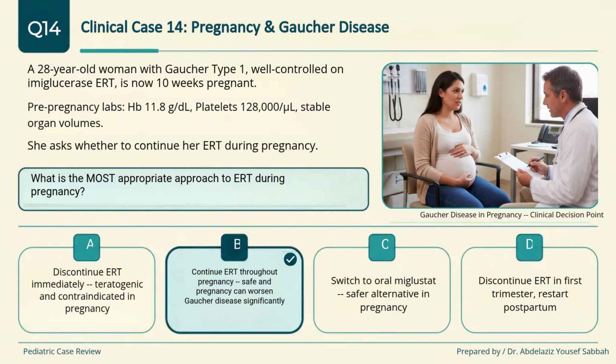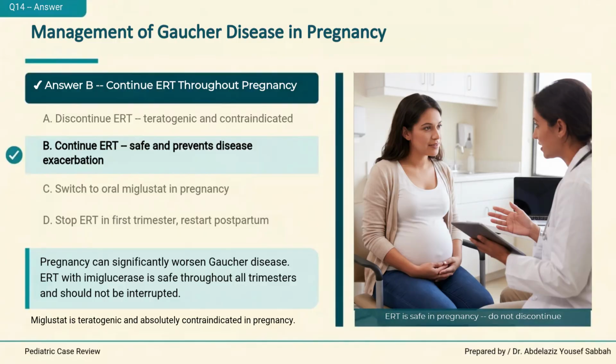Option A, discontinue therapy immediately, as it is teratogenic and contraindicated in pregnancy. Option B, continue therapy throughout pregnancy, as it is safe and pregnancy can worsen Gaucher disease significantly. Option C, switch to oral miglustat as a safer alternative in pregnancy. Option D, discontinue therapy in the first trimester and restart postpartum. The correct answer is option B, continue enzyme replacement therapy throughout pregnancy.